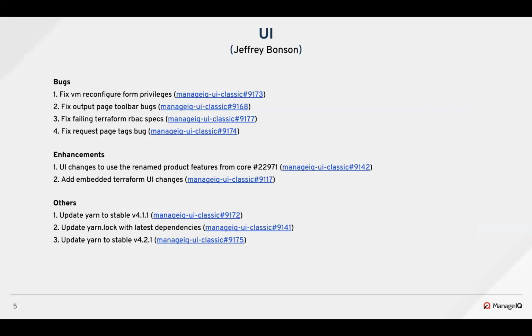Thanks, Jason. In Sprint 237, a total of 9 PRs got merged into the UI Classic repository, out of which 4 are related to bug fixes, 2 for enhancements, and 3 others. I can explain about them in the following slides.